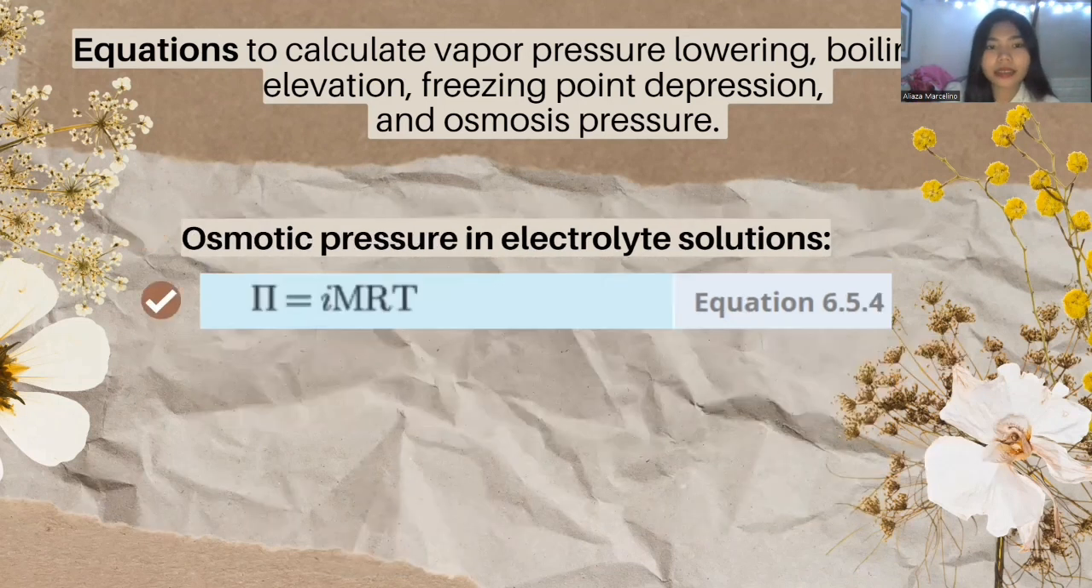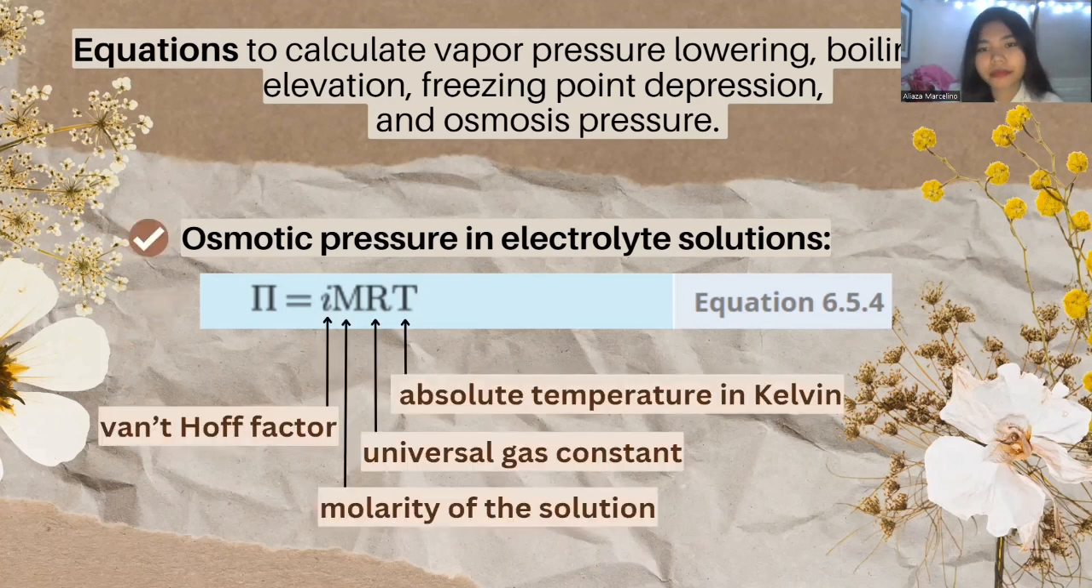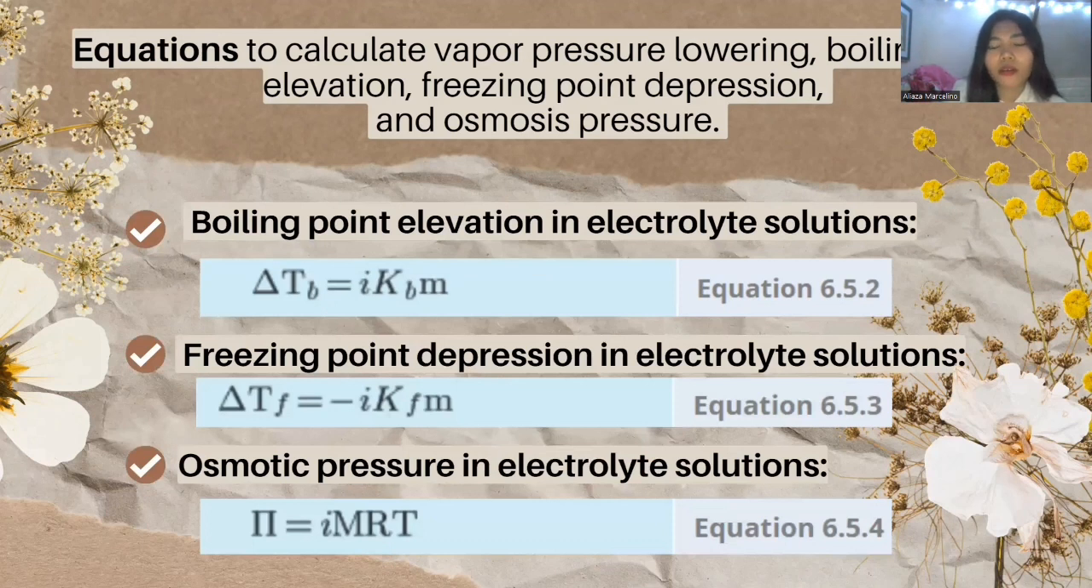And last is osmotic pressure in electrolyte solution, where M is the molarity of the solution, R is the universal gas constant, T is the absolute temperature in Kelvin, and i is the Van't Hoff factor. Again, here are the detailed names para mas matandaan nyo sila. So, here again are the equations to calculate vapor pressure lowering, boiling point elevation, freezing point depression, and osmotic pressure.